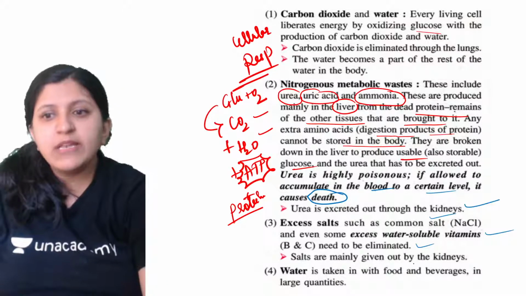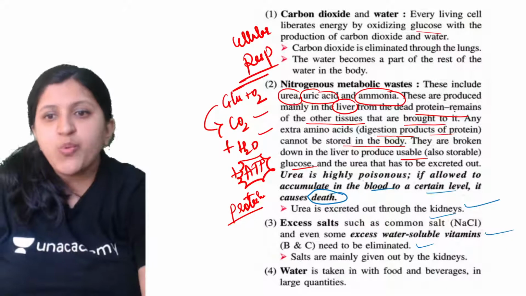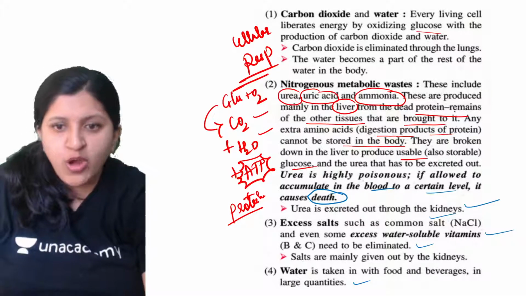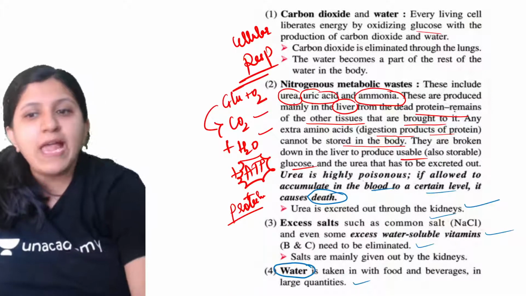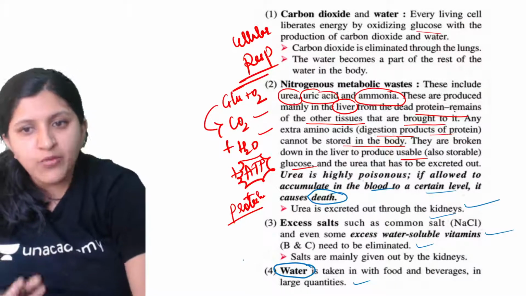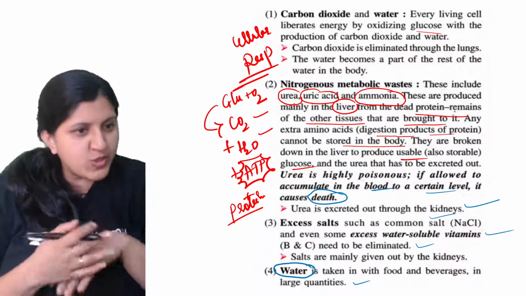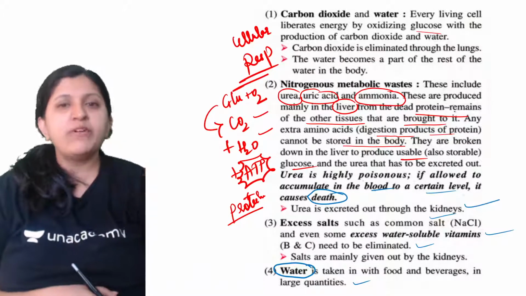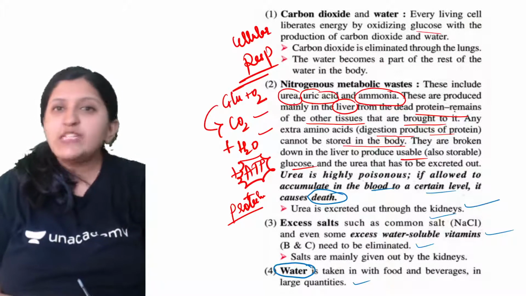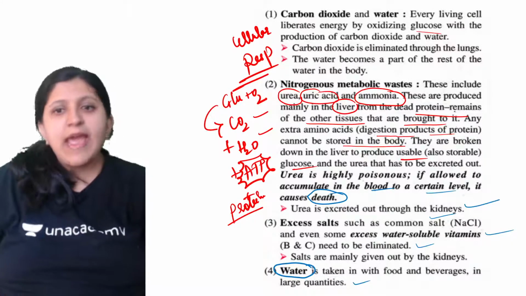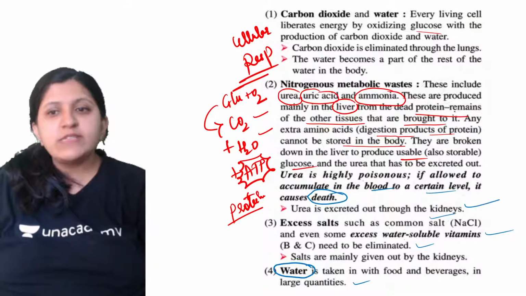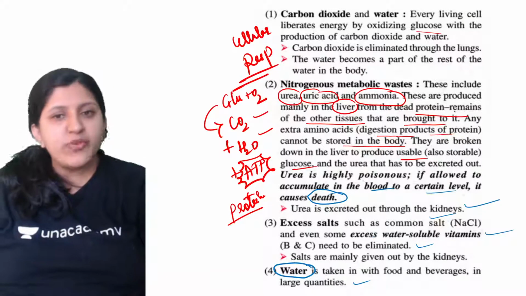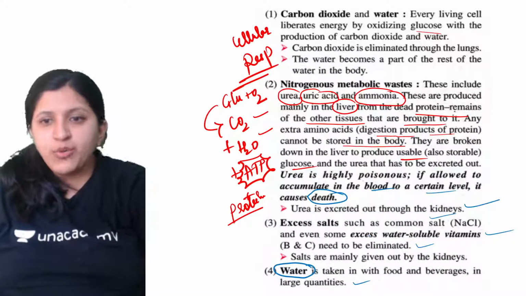Salts are mainly given out by the kidneys as well. Water is taken in with food and beverages in large quantities, and water is the one which helps us in getting rid of all these unwanted materials. Let's say you are consuming salty food. Whatever amount of salt is required will be used up by your body. The excess salt is water soluble, so it gets solubilized and we can get rid of it in the form of urine itself.